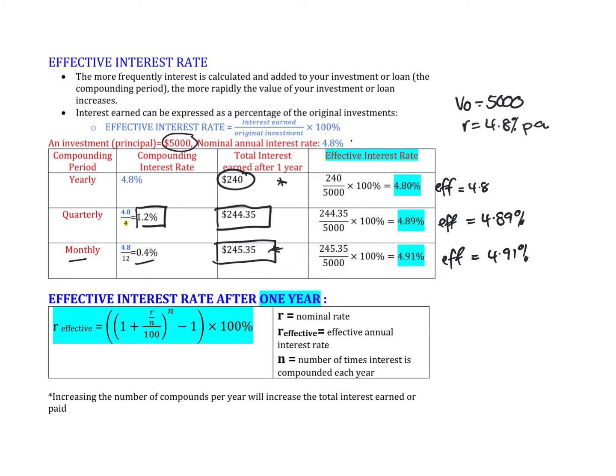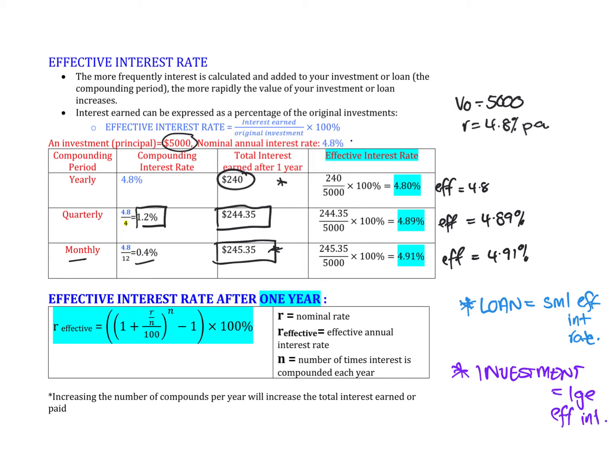So it just depends what you are looking at. If you are having a loan, you might want to write this, loan equals you want a small effective interest rate, yes? If it's an investment, you want a big one, don't you? Because you want the more money you can get. So you want the large effective interest rate.